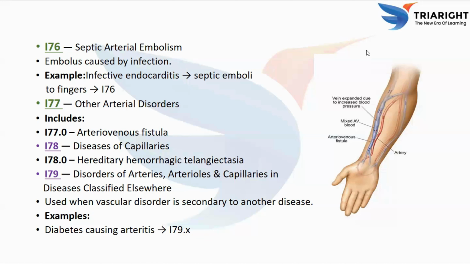So on the right side, you can see the picture of an arteriovenous fistula. In this, arteries and veins are present in the arm, and a labeled arteriovenous fistula is inserted. It is an abnormal artery-vein connection. You can see the vein enlargement due to the increased blood pressure. You can also see the mixed arterial and venous blood. So this illustration supports the understanding that AV fistula is I77.0.